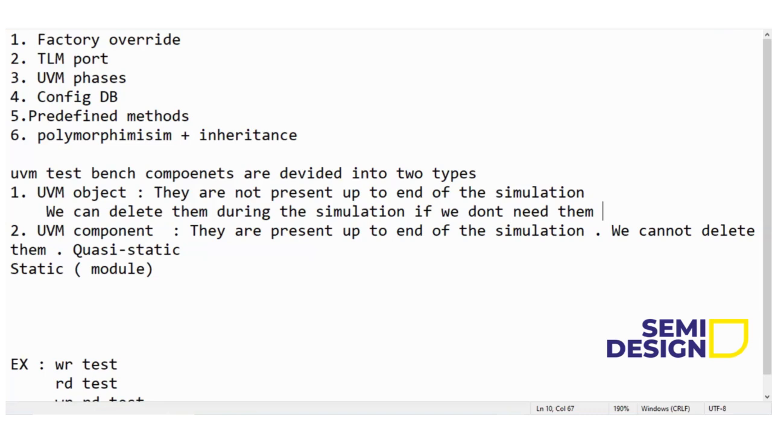Then I have to check whether I have any UVM error or not. What is my functional coverage? What is my code coverage? If there is any assertion thing or not. If all the things are working properly, then I can say that my design verification is completed.